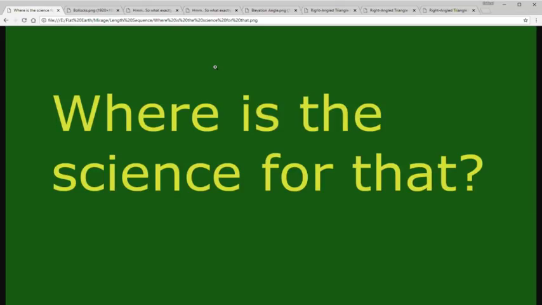Where is the science for that? The masts will appear longer because you're viewing them from a lower elevation.